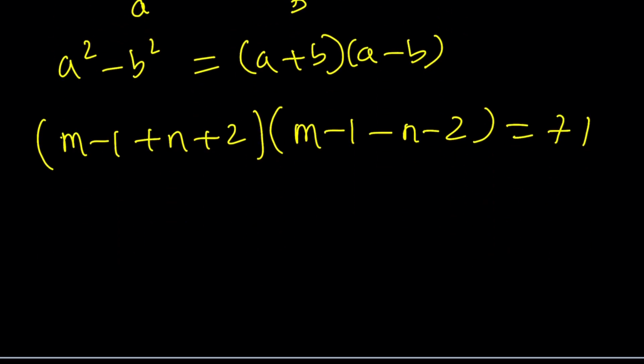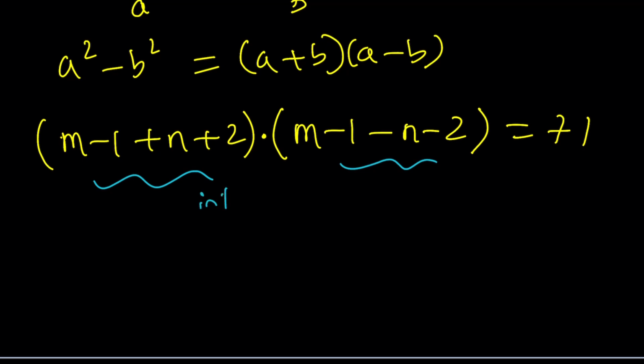Great. So we got ourselves a nice product. And if you're solving an equation with integer solutions, it's important to get a product because you can basically talk about, okay, what numbers can go into 71, what are factors, what are divisors, and so on, right? This is a product, and since m and n are integers, these are also integers. Make sense? So we want two integers whose product is 71, and those are these numbers.